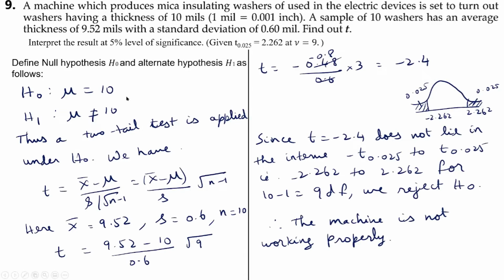Here writing the null hypothesis and alternate hypothesis carries 1 mark, finding the value of T carries 1 mark, and the remaining steps and the result carry 1 mark. Now let us see a case to find the value of T when the sample data is given, say for example xi is given as 1, 4, 7, 3.